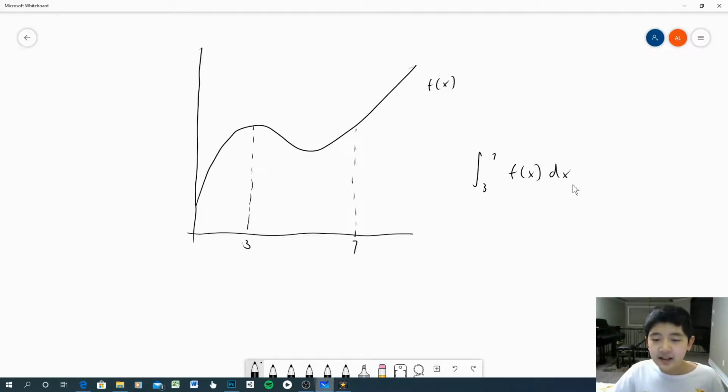Now let's break this down into its individual parts. This part is the integral sign, this is the function, and this is the dx. And just like in derivatives, this dx can participate in calculations like a normal variable.